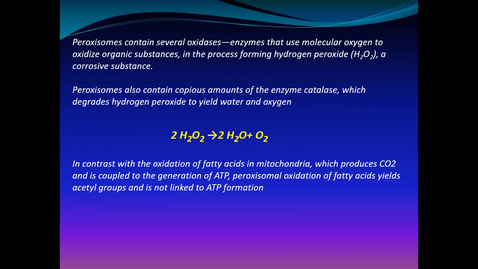The peroxisome contains several oxidases, right? So this is what you call that. Sometimes what happens is that the oxidizing enzymes use molecular oxygen to oxidize organic substances. In the process, you can get hydrogen peroxide. This hydrogen peroxide is very toxic, isn't it? It can oxidize the cell membrane, proteins, and lipids, and then damage the cell membrane, especially of RBCs.